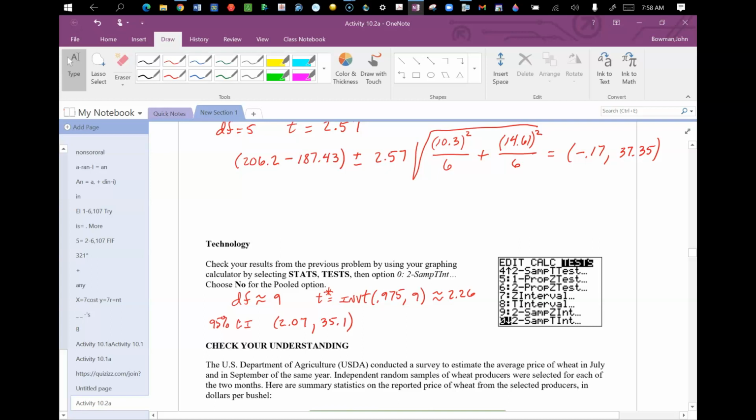Again, the way we would interpret our new confidence interval, since we took generic minus Weitzel core, it would go like this. We are 95% confident that generic batteries last anywhere from 2.07 minutes to 35.1 minutes more than Weitzel core batteries.